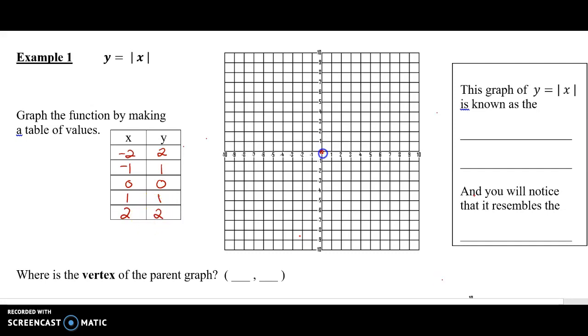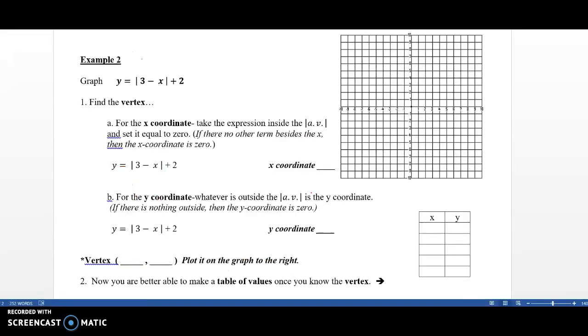So if we were to graph that on the graph: 0, 0; 1, 1; 2, 2; negative 1, 1; negative 2, 2. And when we connect that, our graph will take on a V shape. So this graph of y equals absolute value of x is known as the parent graph. And you'll notice that it resembles the letter V. If you had to guess where the vertex of the parent graph is, it's actually 0, 0.